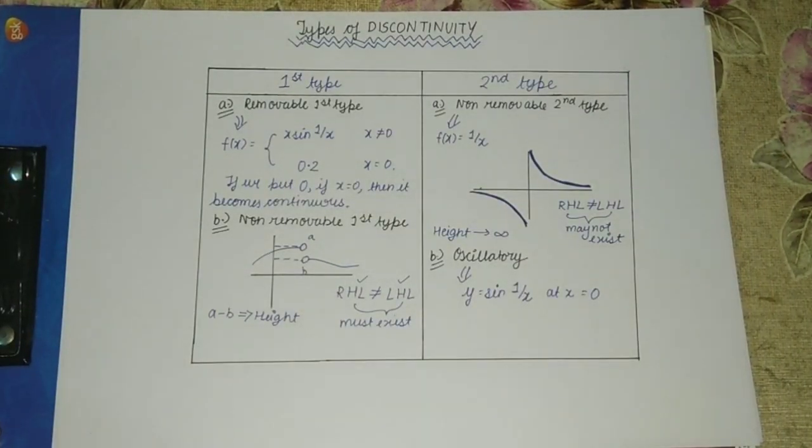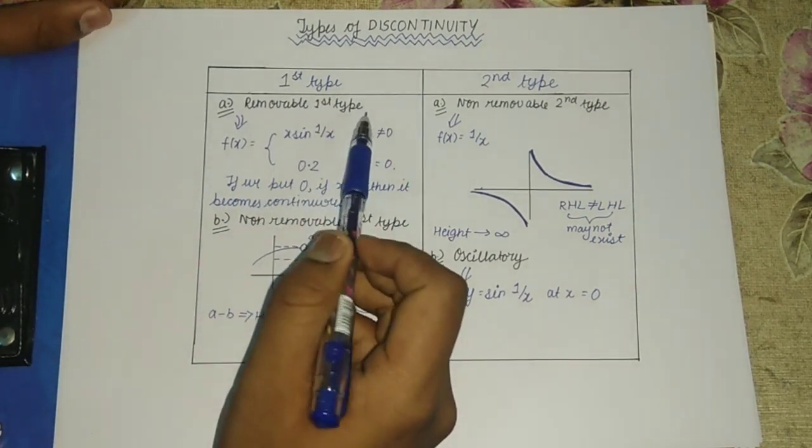Now we are going to look at the types of discontinuity. There are two types of discontinuity. The first one is the first type of discontinuity, and the second one is the second type of discontinuity. Amongst the first type, we have two subdivisions. The first is removable first type.